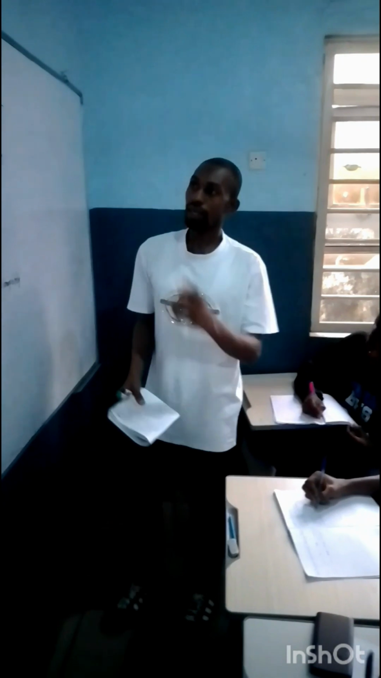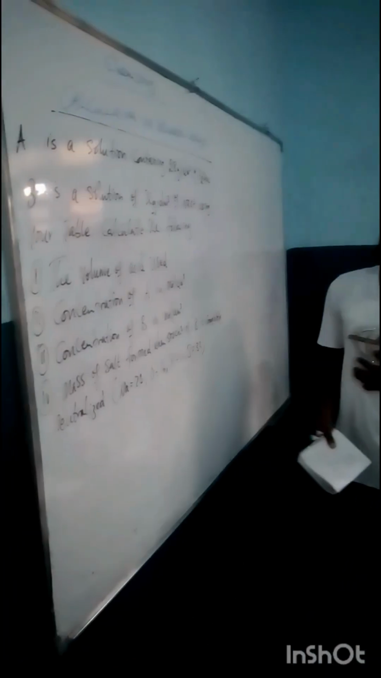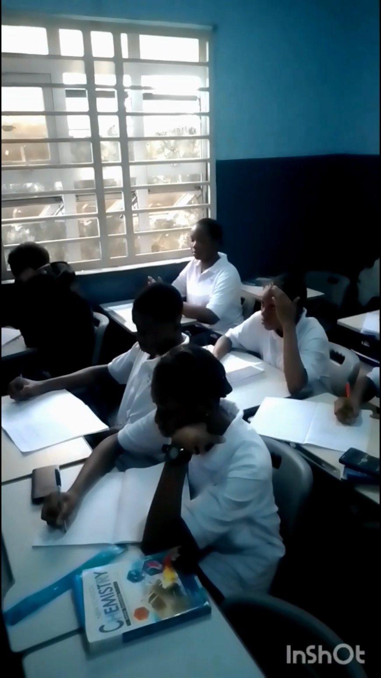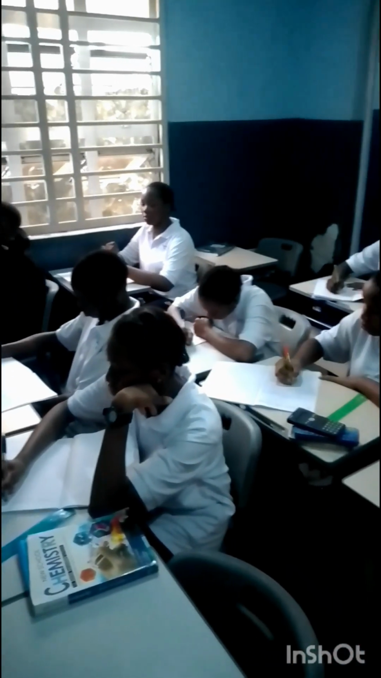The question said: A is a solution containing 28 gram per dm cube of tetraoxosulphate VI acid. B is a solution of x gram per dm cube of sodium hydroxide. Using your table, the result you got yesterday, calculate the following.